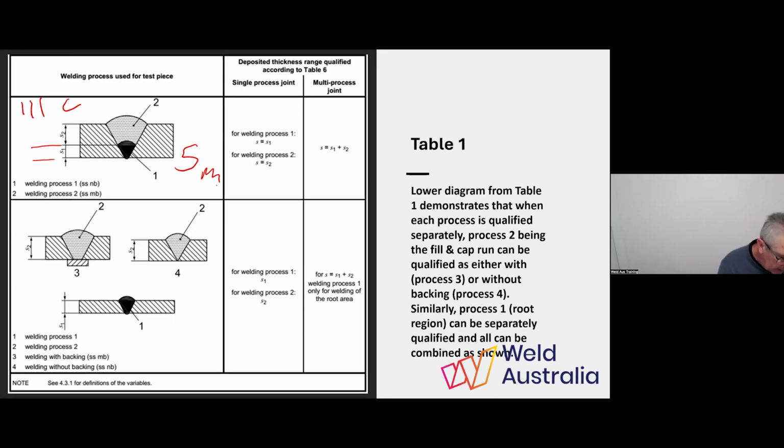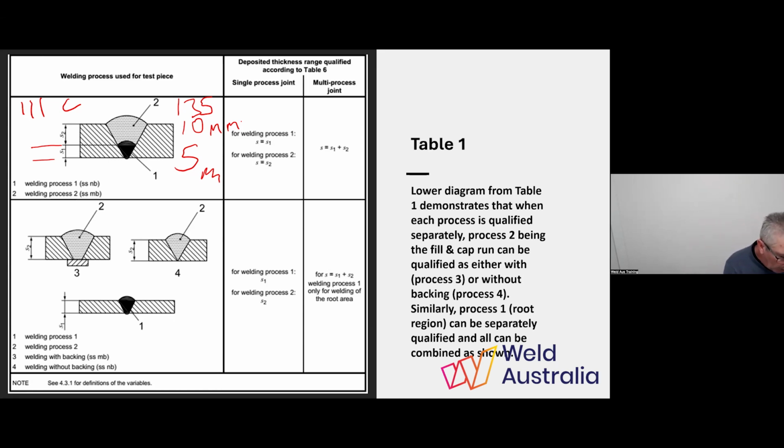And now let's say the second process is 135, okay? And that had, let's say, maybe 10 mil, fill and cap. So we've got two welding processes. So what we then verify is, first and foremost, does that line up with the designation? Yeah, it lined up with the designation. So now we've got to look at it from the range of qualification.